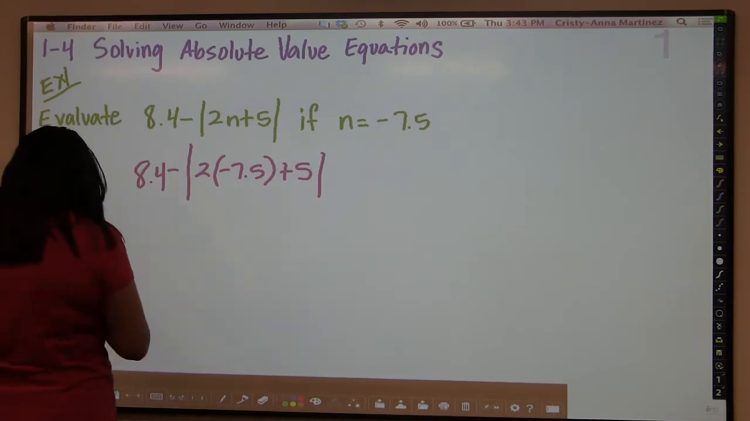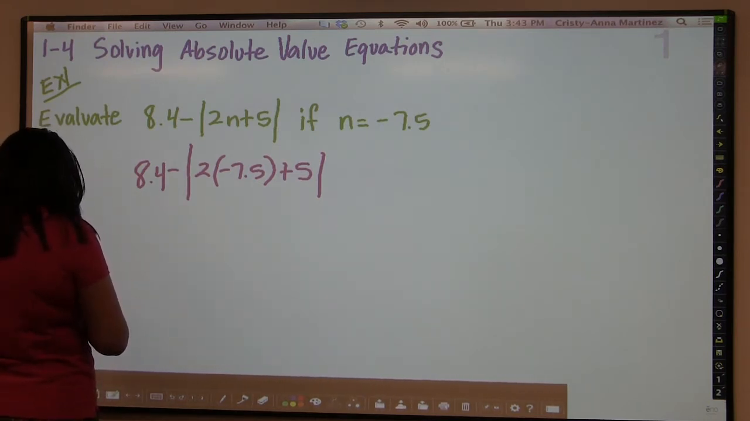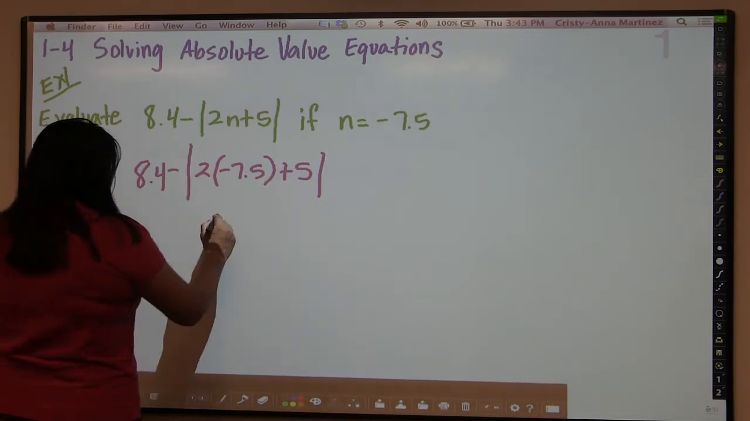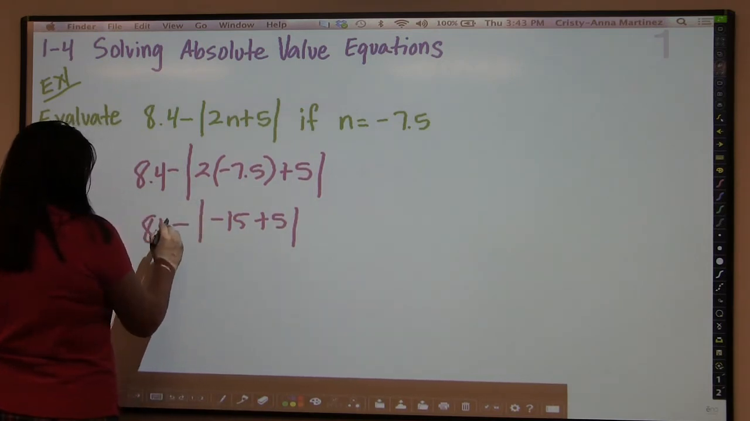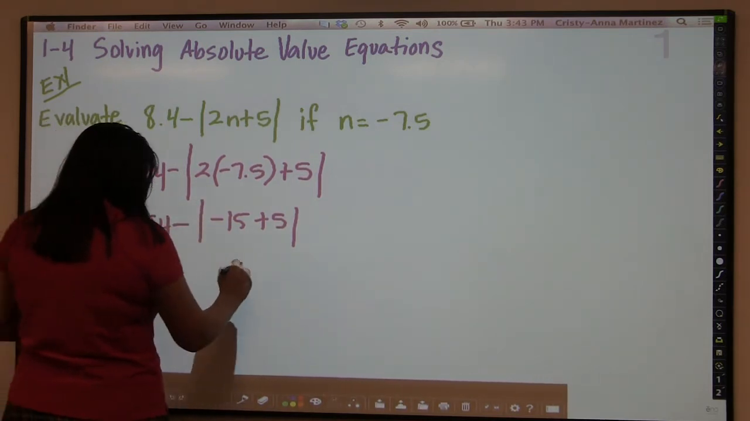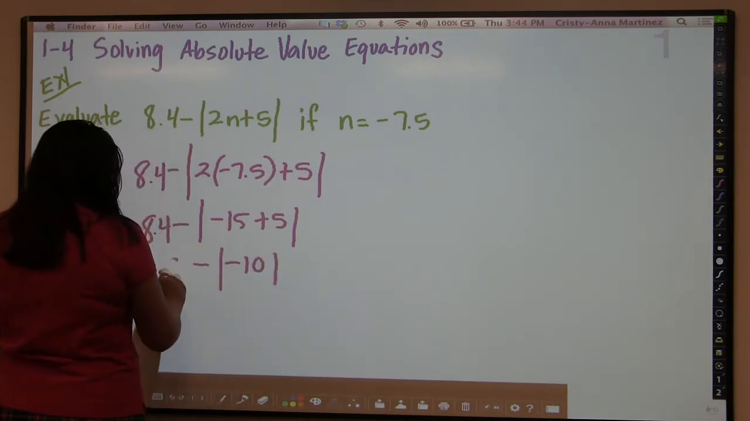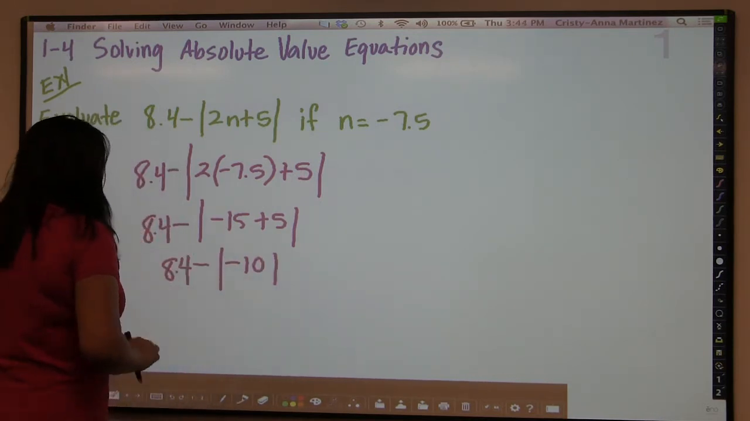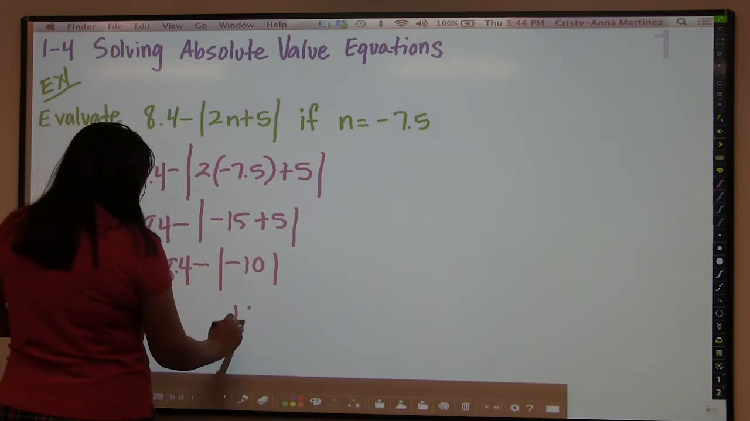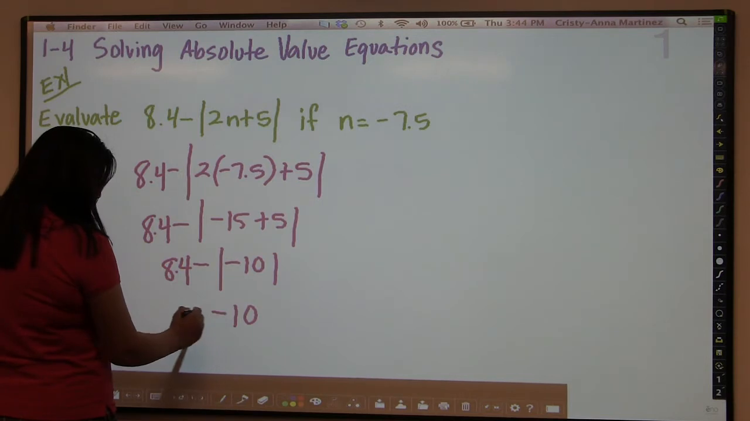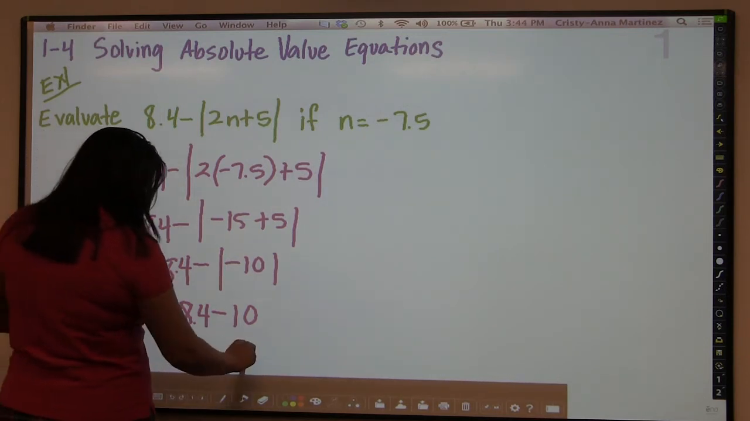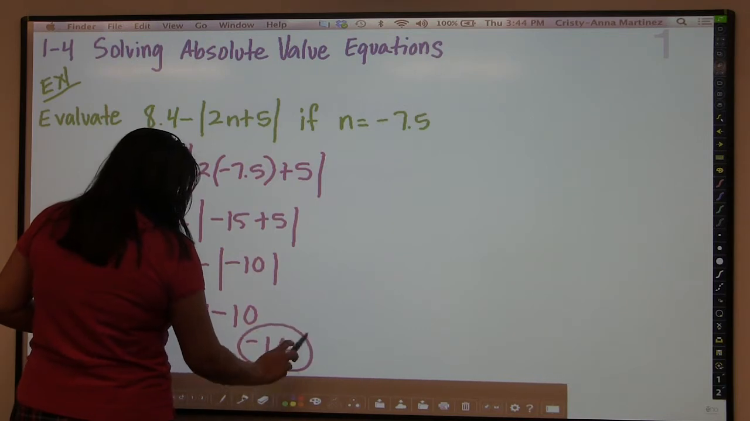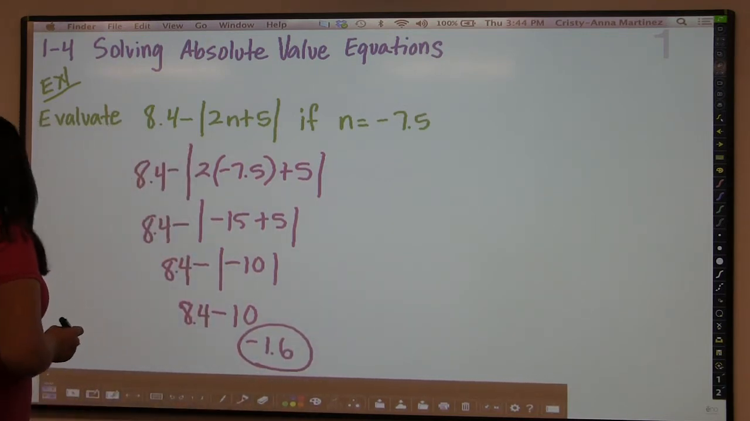So 2 times negative 7.5 is negative 15 plus 5, rewrite everything else. Negative 15 plus 5 is negative 10, and as you probably already know, the absolute value is always positive. So the absolute value of negative 10 is positive 10, but there is still a negative in front here. This is still subtraction. So we are doing 8.4 minus 10, which will give us negative 1.6. And that is how you evaluate with absolute value.